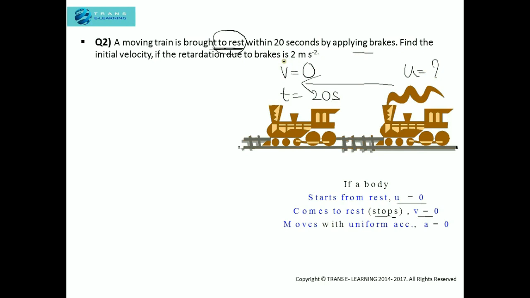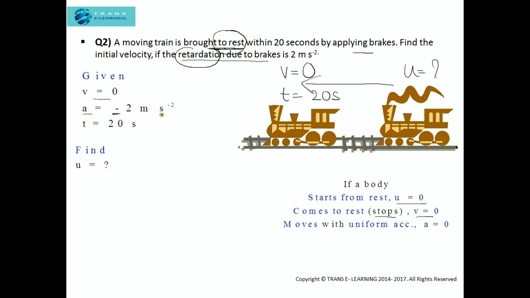Now, first of all, let us analyze what is given and what needs to be found. The final velocity is zero. Acceleration is minus 2 meters per second square. Why? Because it is given retardation due to brakes. The velocity is decreasing, so the acceleration will be negative, what we call retardation. That is why we have used the sign here, that is minus 2 meters per second square.